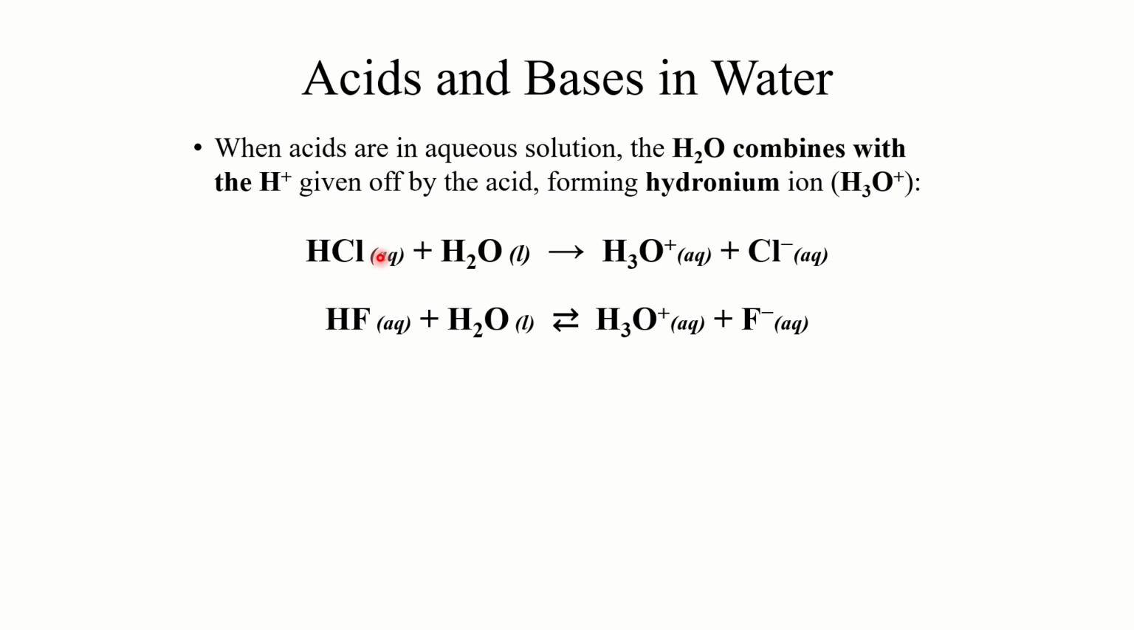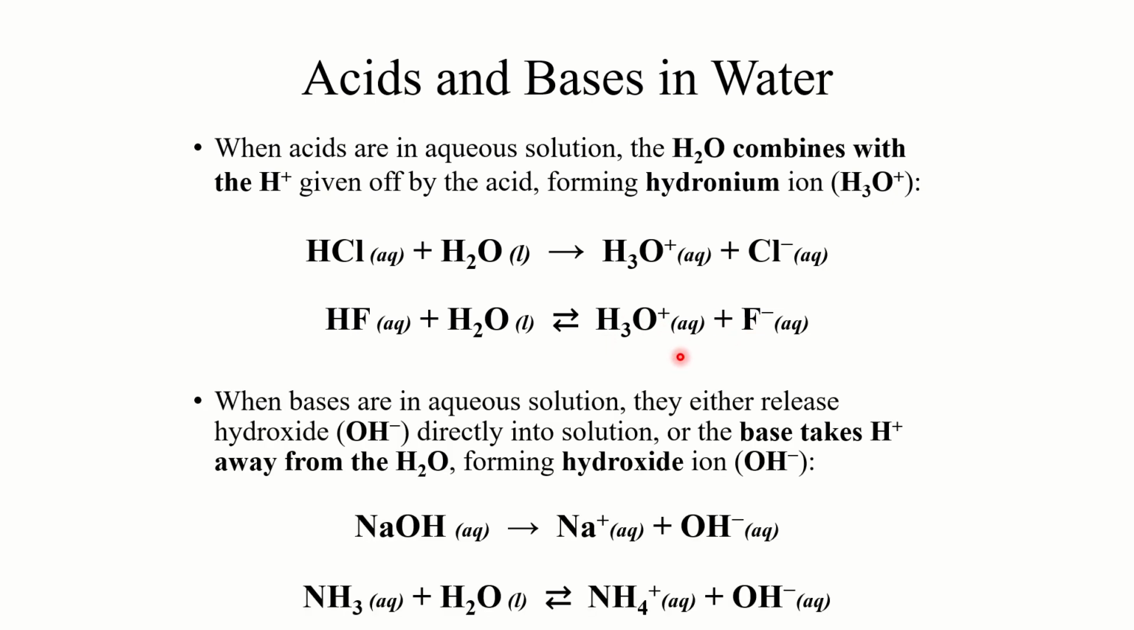plus Cl minus. So the H plus from the hydrochloric acid is donated to water, and water then becomes the hydronium ion, and what's left behind is the Cl minus. Or if we had hydrofluoric acid, HF plus H2O forms H3O plus and F minus.